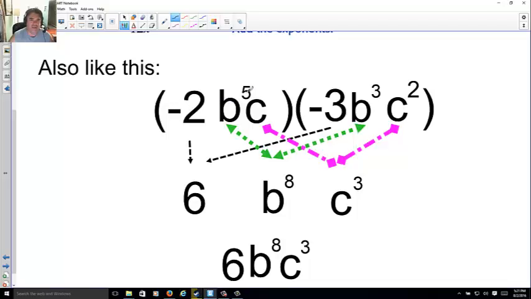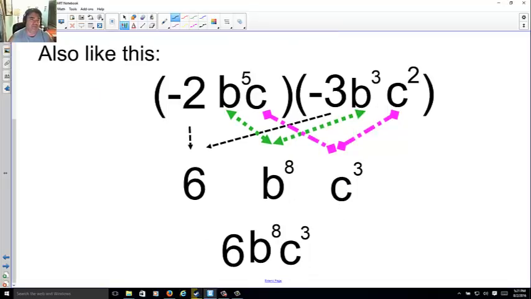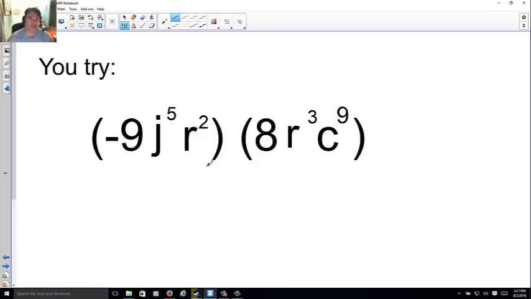Also some stuff like this. Remember, negative 2 b to the 5th c times negative 3 b to the 3rd c squared. Negative times negative is a positive. 2 times 3 is 6. b to the 5th, b to the 3rd makes b to the 8th. c and c squared makes c to the 3rd. We just combine. Go ahead, you try.